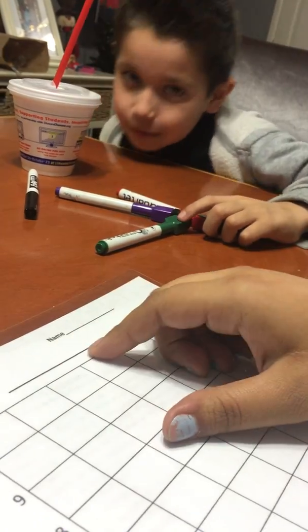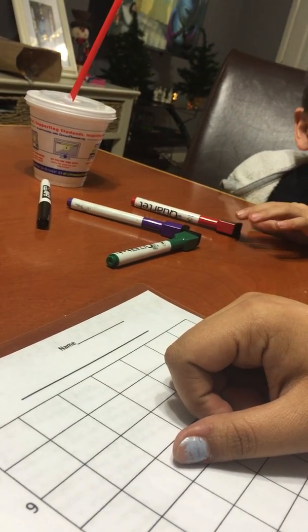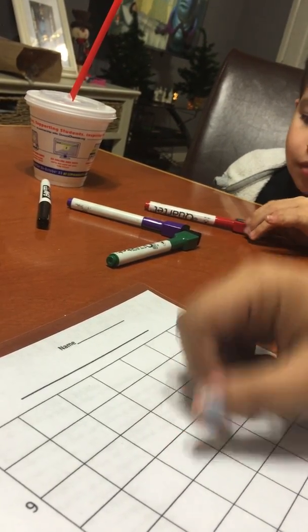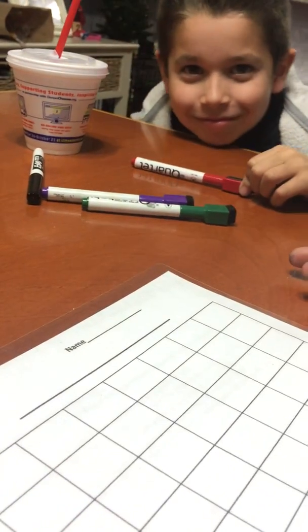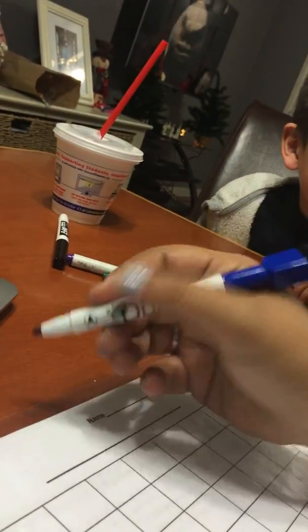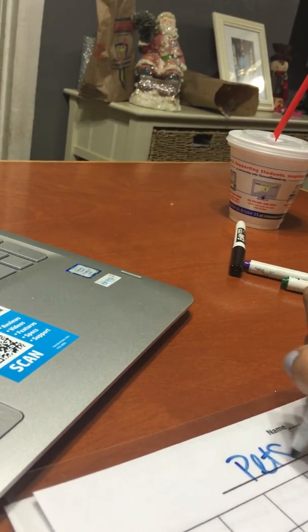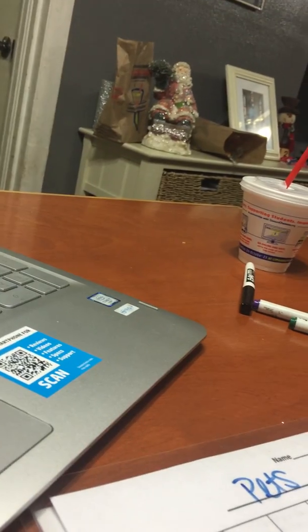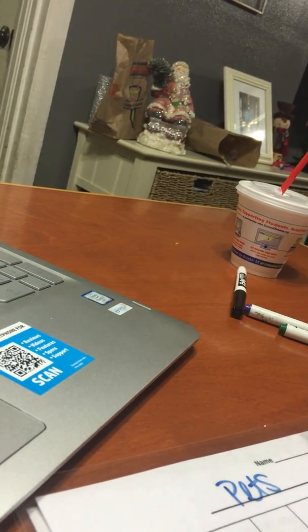And the title tells you what the graph is about. And the y-axis tells you what's being counted. And you can have a scale on the side, by ones, twos, or fives, whatever you want to count by. And the x-axis tells you what you are collecting. So it's like the different categories.